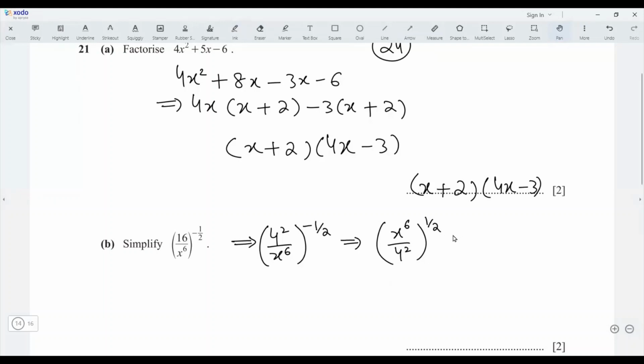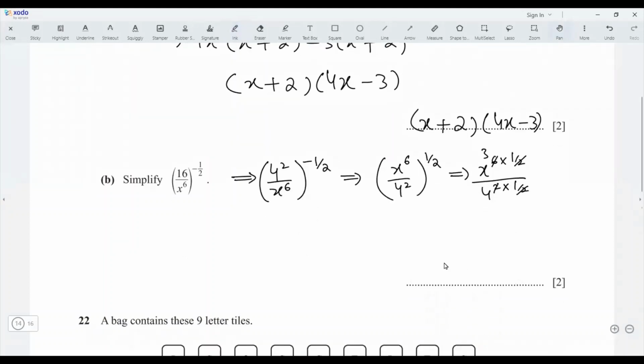So the power will be multiplied. So x raised to 6 times 1 over 2, divided by 4 squared times 1 over 2. So 2 will be cut, 1 times 2, 3 times. So x cubed divided by 4 is the final answer of it. Moving towards the probability question.